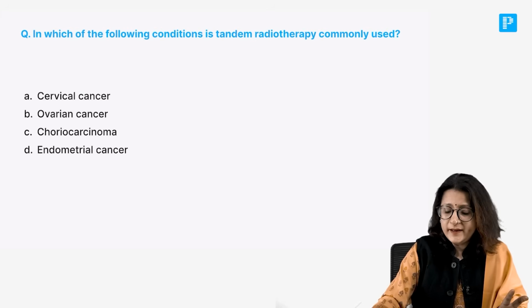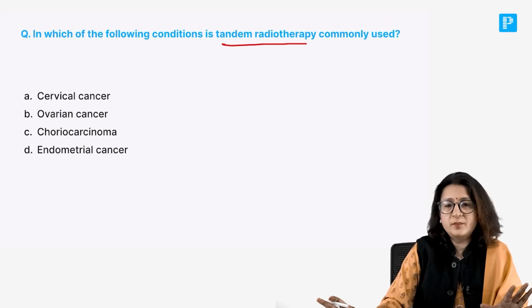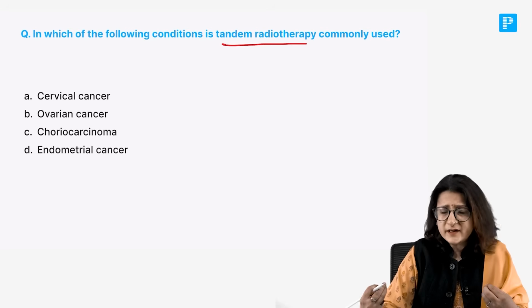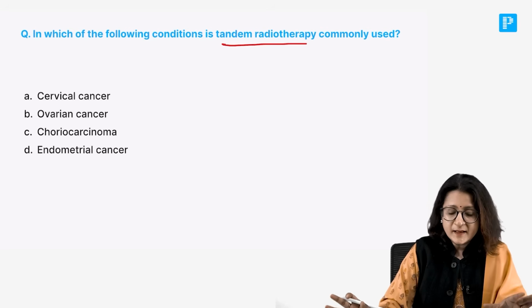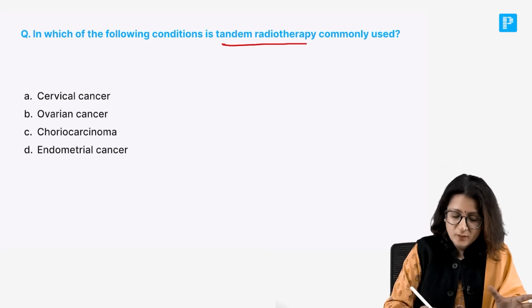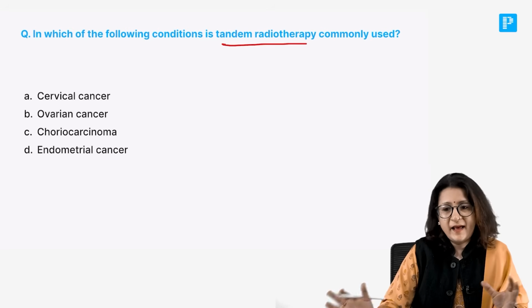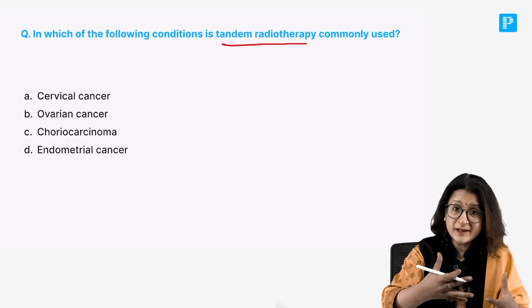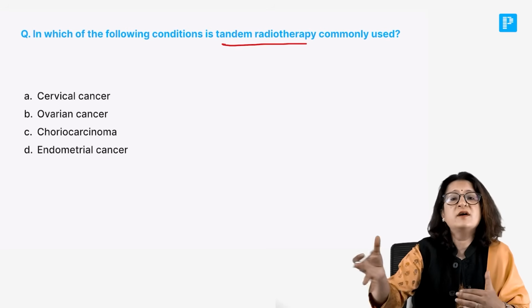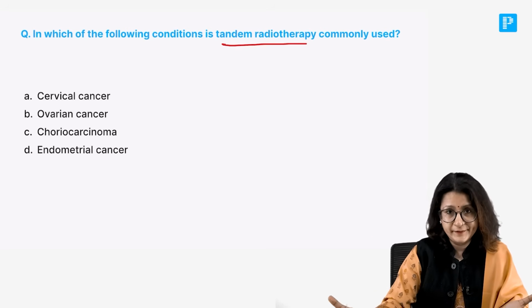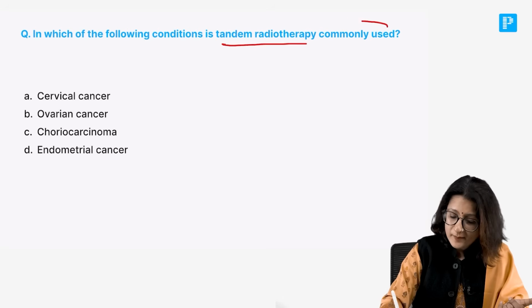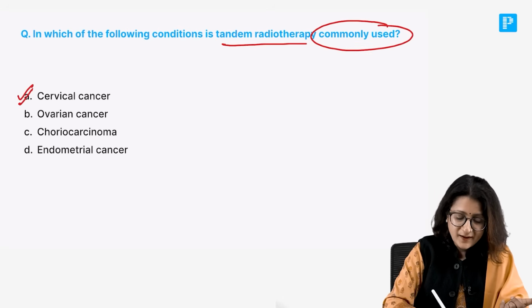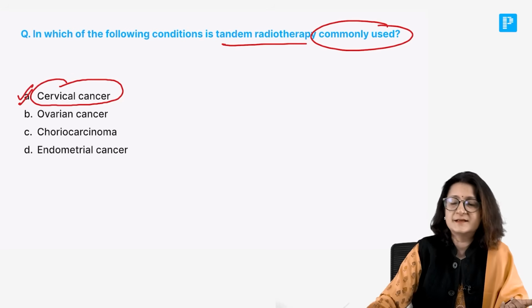In which of the following conditions is tandem radiotherapy commonly used? Even if you didn't know tandem, okay, then please remember that for ovarian cancer, it's surgery or chemo, right? With choriocarcinoma, it is also chemo. With endometrial cancer, it is mainly surgery followed by chemoradiation if required. Okay, so commonly used, I would say, would be cervical cancer as the answer.